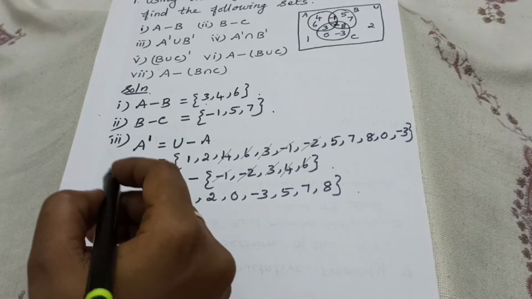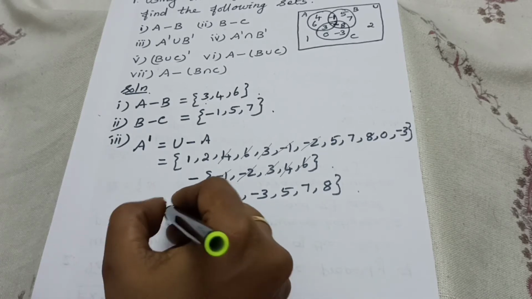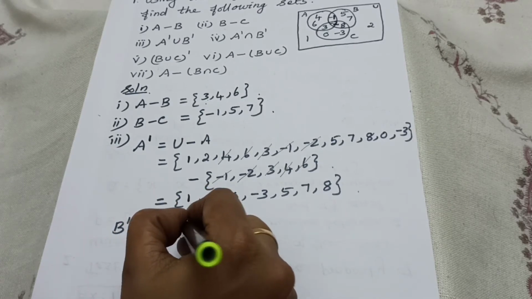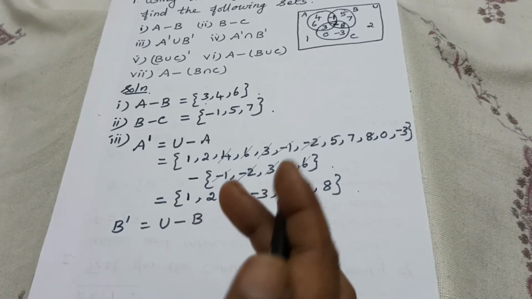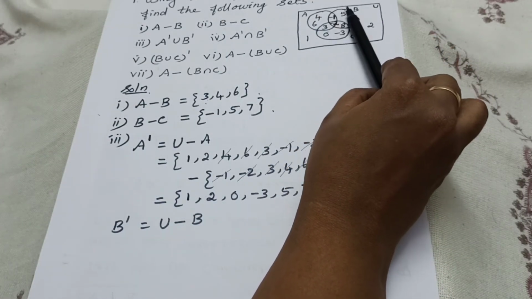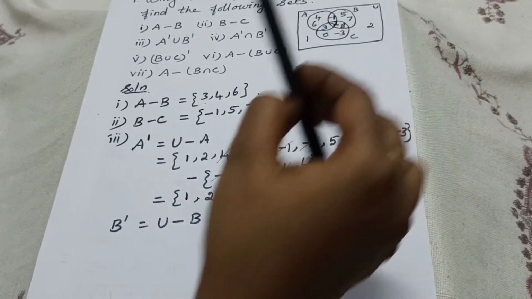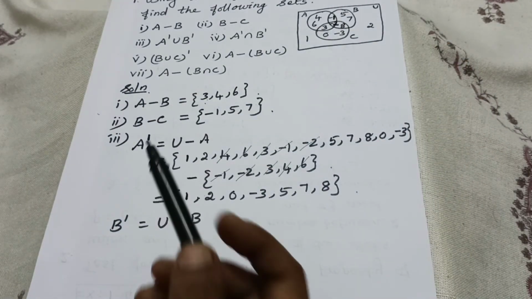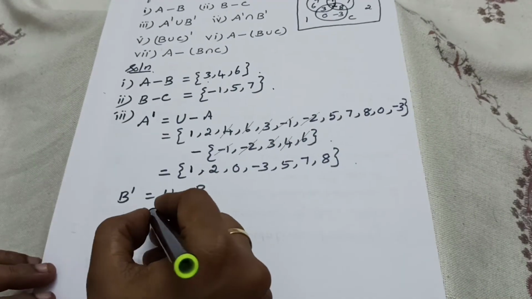Like this, B dash also we can find. B dash is equal to universal set minus B. Okay, universal set minus B. That means directly also we can find here. Then that means here except this B portion remaining universal set fully we have to write. Like that also we can do. Then one time we have to write. We have to check. Okay.